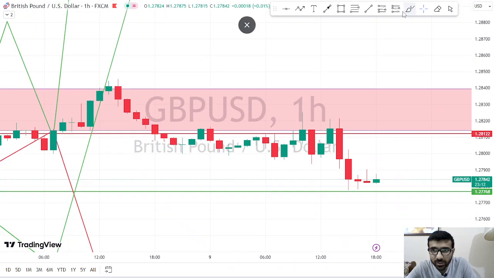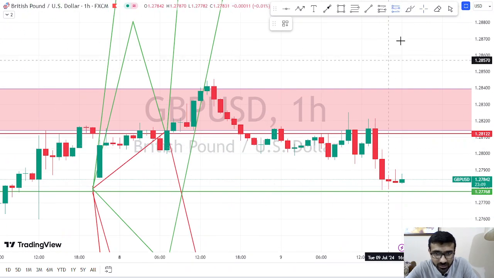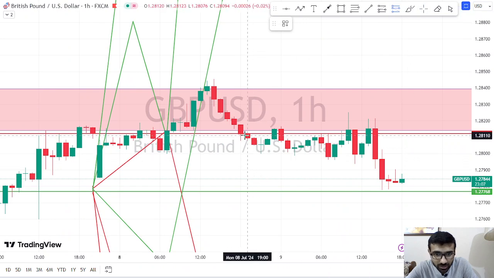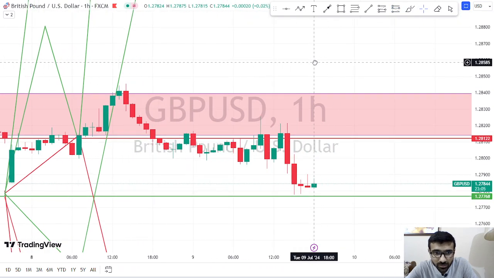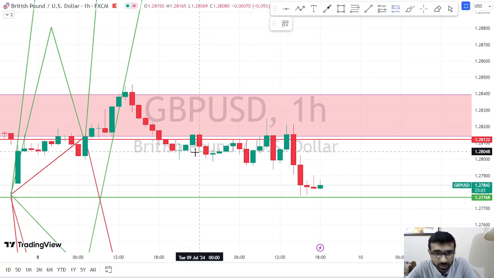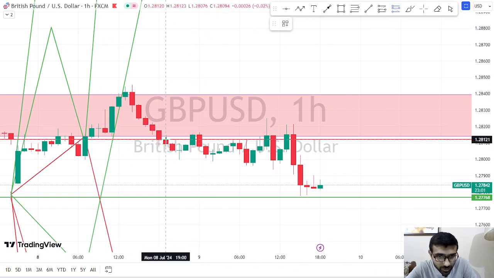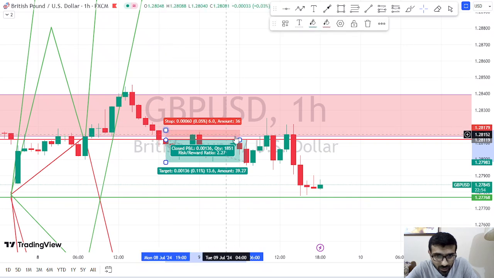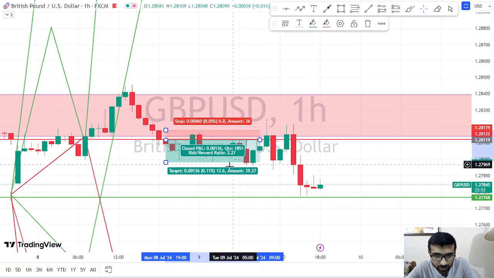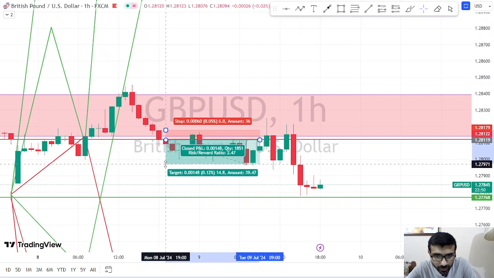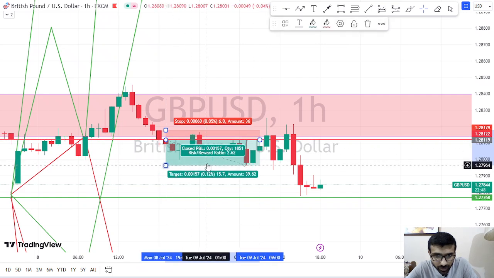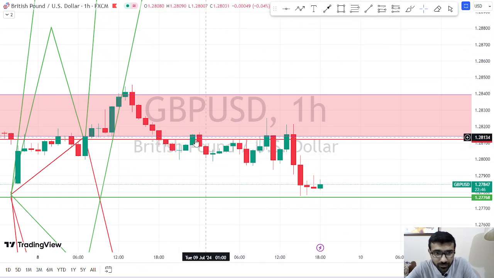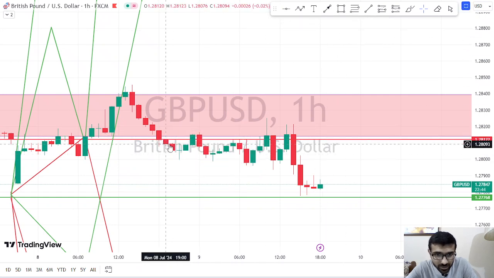Okay, so let me take these selling opportunities. Okay, so this will be, let me put it over here. Okay, so this will be our first entry over here. Our stop loss will be just above this previous candle, and our take profit will be approximately over here, giving us a take profit of 2.6%. Then again market tested our area of resistance and closed below.